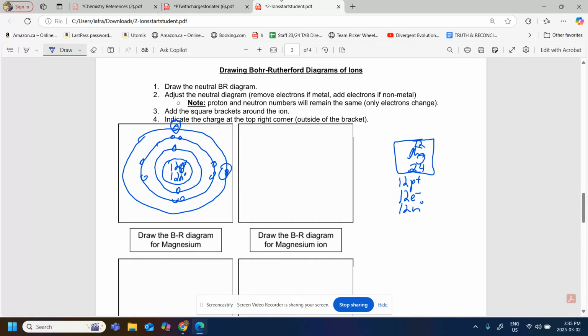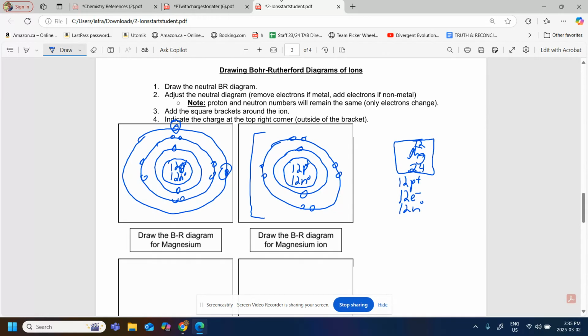So when we draw the ion out, we'll still have the same number of protons, 12 protons. We'll still have the same number of neutrons, 12 neutrons. But now we're going to have fewer electrons. We're going to have our electrons in the first shell and the second shell, but the third shell is gone because we lost those 2 electrons. So because we lost those 2 electrons, our charge is now 2 plus.